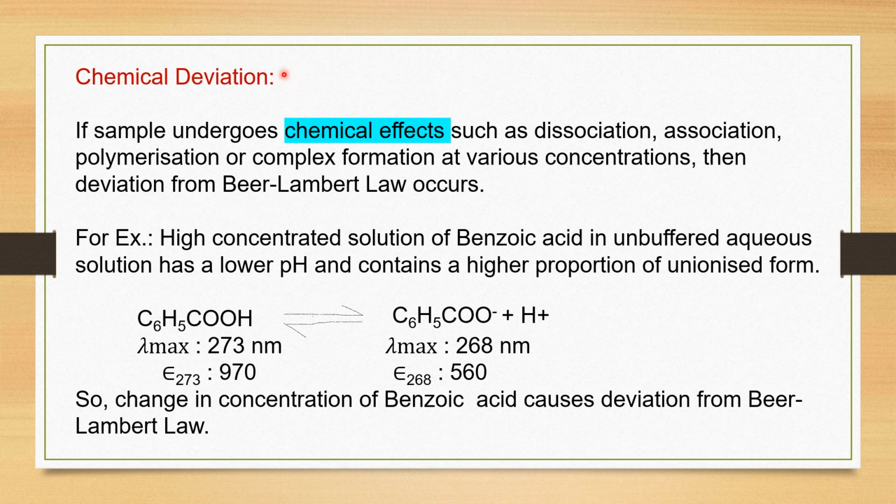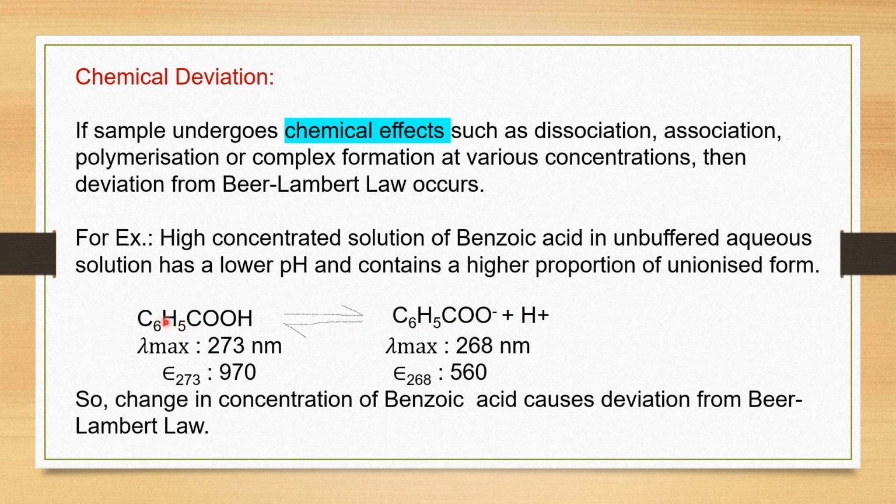Now we will discuss chemical deviation. If sample undergoes chemical effects such as dissociation, association, polymerization or complex formation at various concentrations, then deviation from Beer-Lambert law occurs. For example, take a high concentrated solution of benzoic acid in unbuffered aqueous solution, that means for which the pH is not adjusted. Unbuffered aqueous solution has a lower pH and contains a higher proportion of unionized form. This is the unionized form of benzoic acid. This is the ionized form.